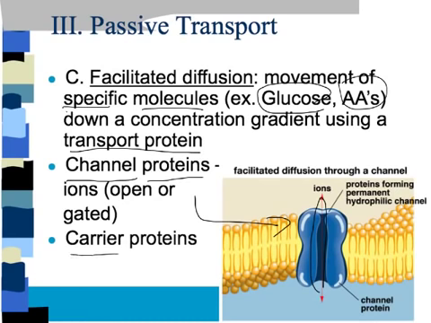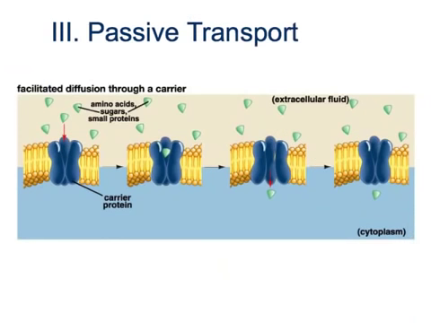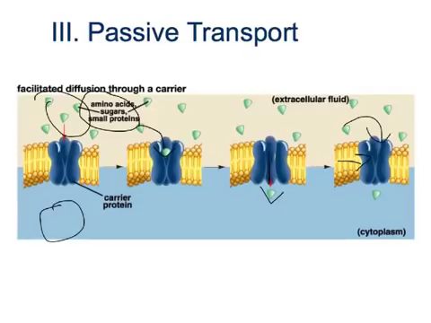I can also have carrier proteins, which are a little bit different. Here's a picture of a carrier protein. You can see here I have amino acids and sugars, things that are too big and too polar to pass through the membrane. And I have a high concentration and a low concentration. You can see they bind to the carrier protein. Them binding causes the protein to change shape and allow it to pass through, and then it closes again and the next one can bind. This does not require energy because it's the actual amino acid or sugar that's binding that causes the conformational change in the shape of the carrier protein.